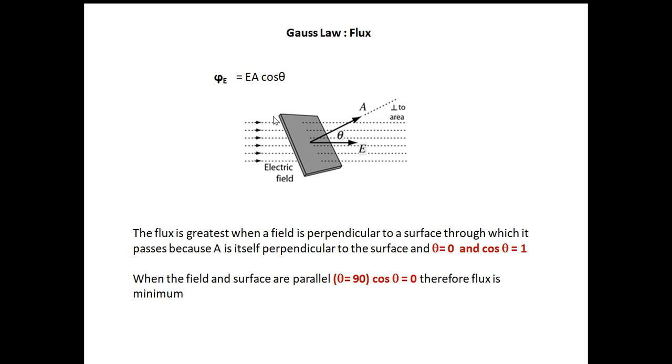Then if this is bent like this, and it becomes parallel to the electric field, then the area vector will be now like this. It means the surface is like this and the area vector is like this. So the angle between the two will be 90. So cos theta will be 0. Means the flux through the surface will be 0, or it will be minimum.